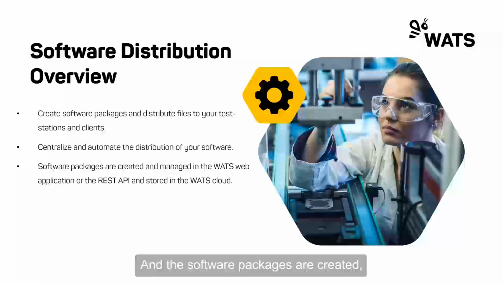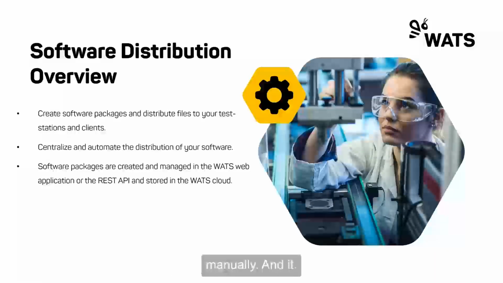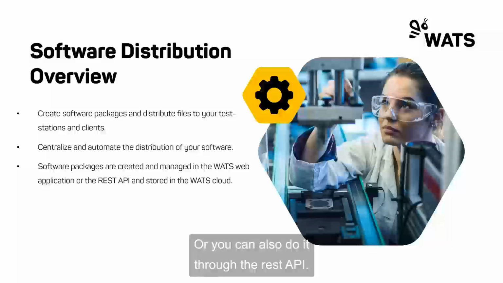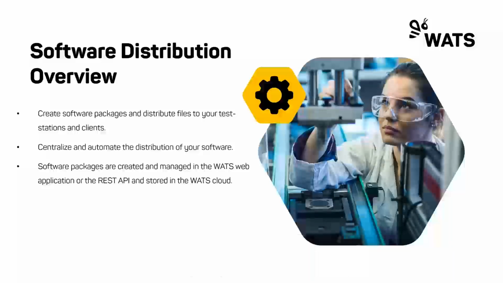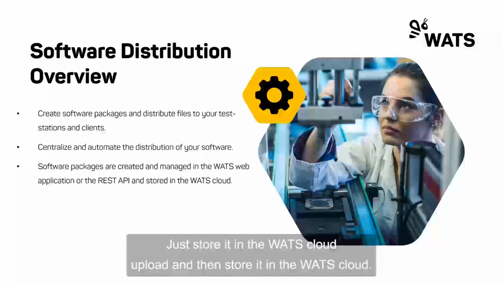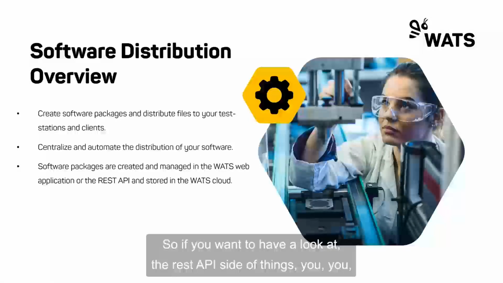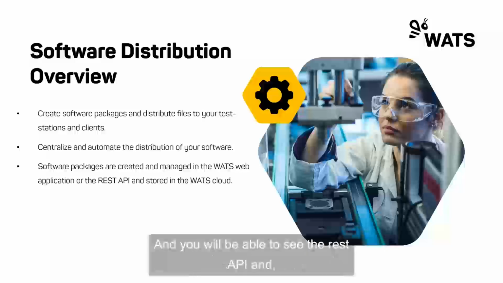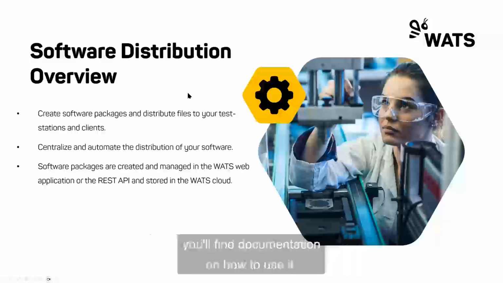The software packages are created manually in the WATS web application and the control panel, or you can also do it through the REST API. They're uploaded and stored in the WATS cloud. So if you want to have a look at the REST API side of things, you enter your instance, for instance, wats.com/swagger, and you will be able to see the REST API, and you find documentation on how to use it.